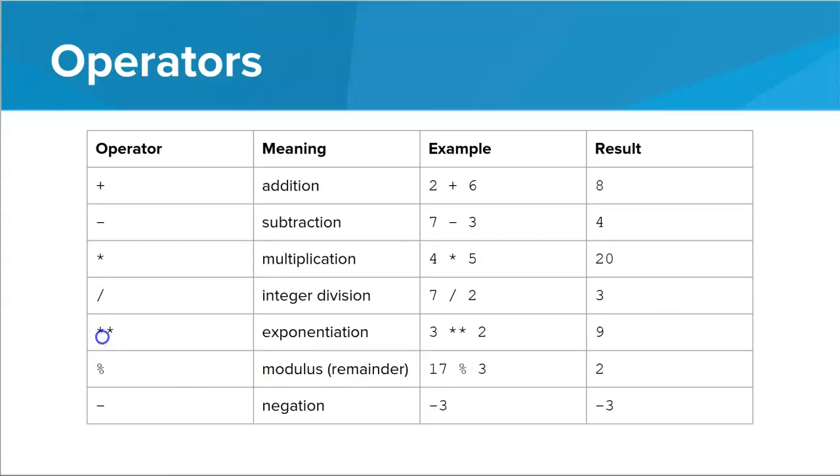Double asterisk will be exponentiation, or 3 to the power of 2, which is 9. Here is our percent sign, which is modulus, will give us a remainder. Remember, if it's even or odd, this can be thought back to our checkerboard example in Unit 2 when we drew a checkerboard based on whether the number remaining was even or odd. We drew a red or a black square. And then we have negation, which is negative numbers.